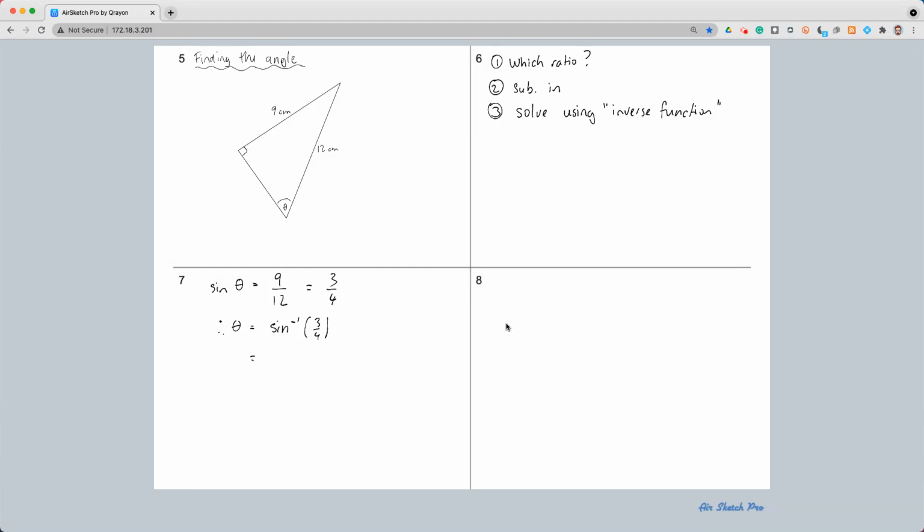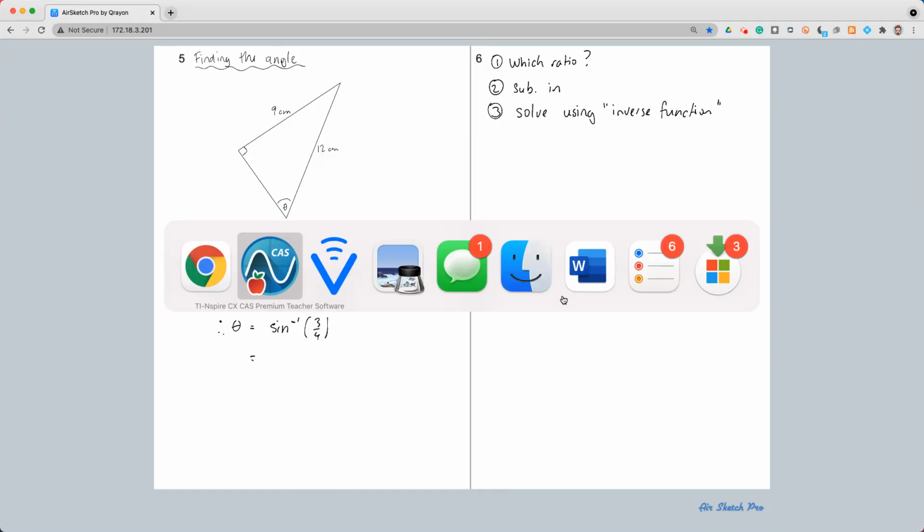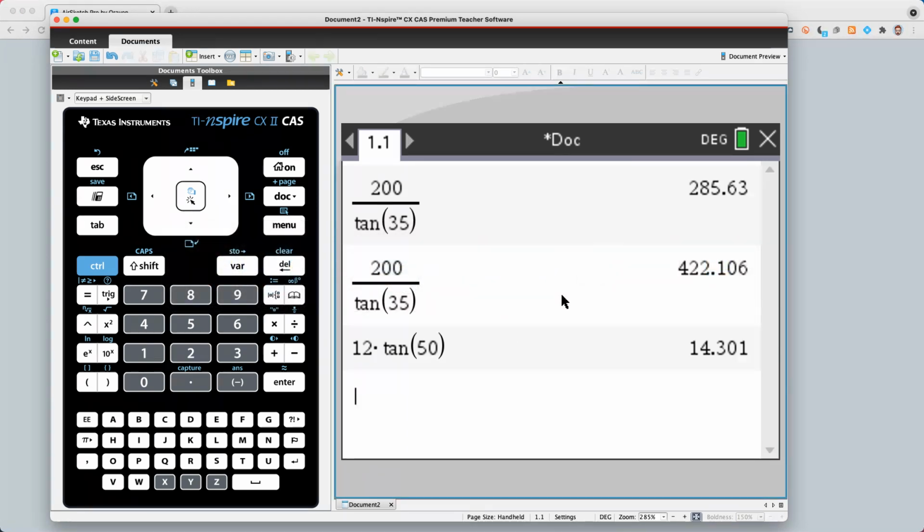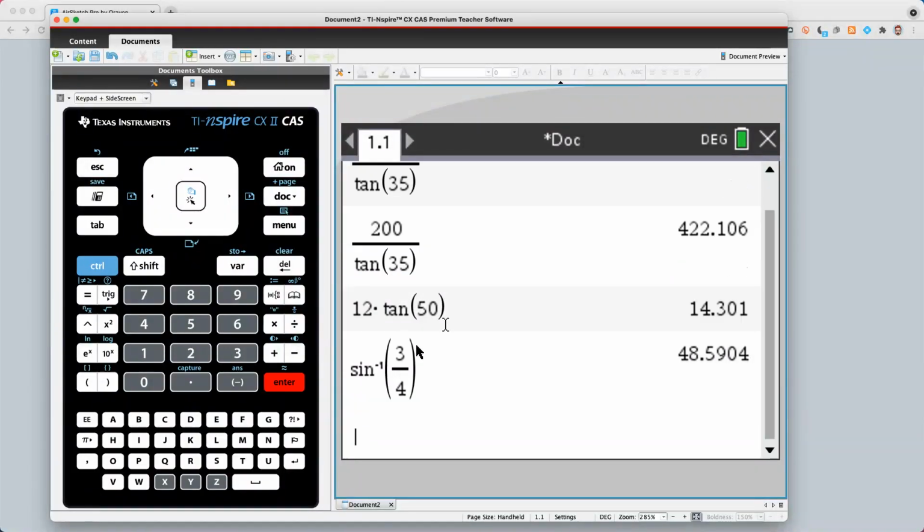Make sure your calculator is in degrees mode though. I'm going to switch over to my GDC so you can see it in action. It's really straightforward. You just go trig sine inverse, and then just put in the operation that you worked out there, which is 3/4 in this case, 3 divided by 4. Close the bracket, enter. Make sure it's on degrees, of course, if you're doing it on your GDC. 48.59. I'll just write that down, then switch back over. So 48.59 degrees would be the answer there.